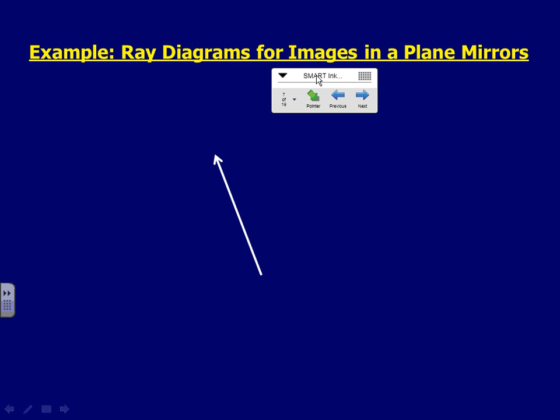So let's go ahead and do that. I'm going to use the longer ruler here. I'm going to put it right on the line there, if I can get it right. And I'm going to extend it behind with a dashed line.